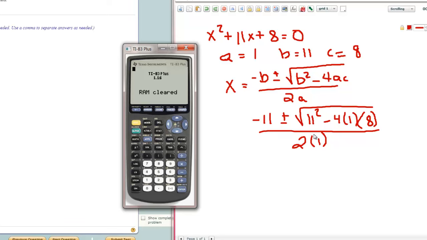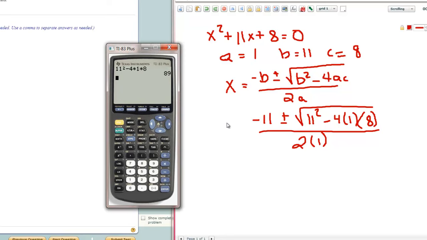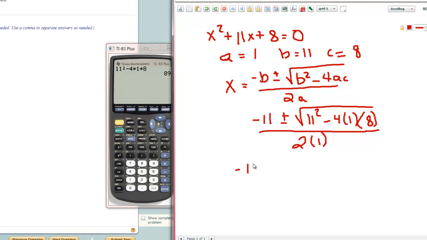All right, so 11 squared. I'm going to simplify the inside of the square root first. Minus 4 times 1 times 8. Now we get 89 on the inside of the square root. So negative 11 plus or minus root 89, all over 2.